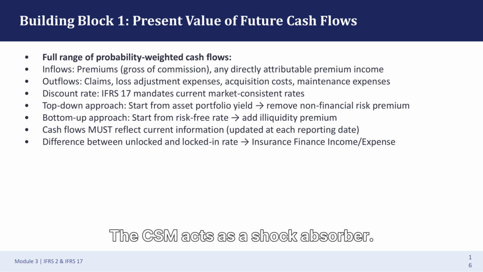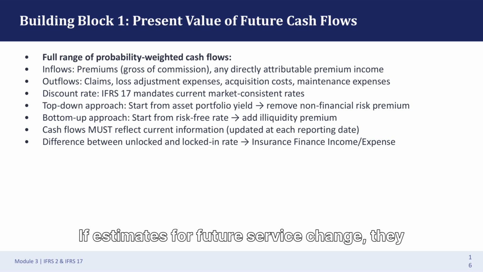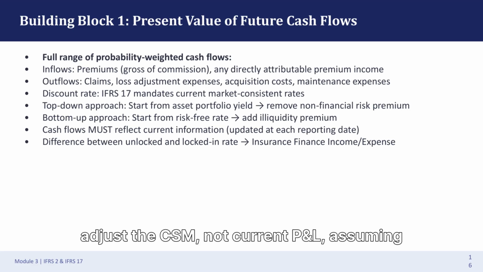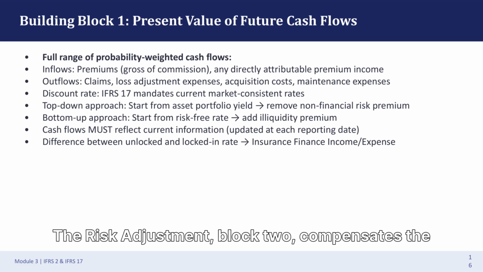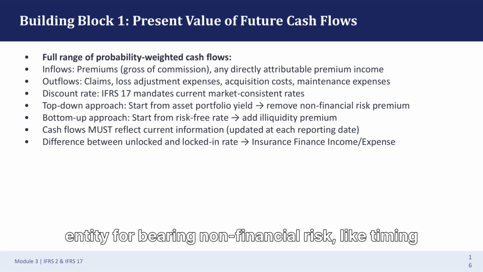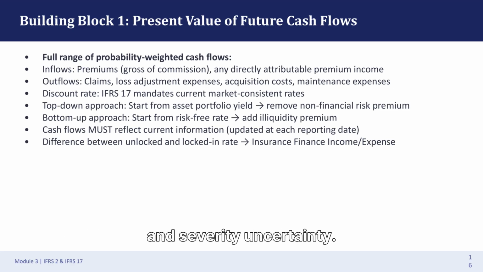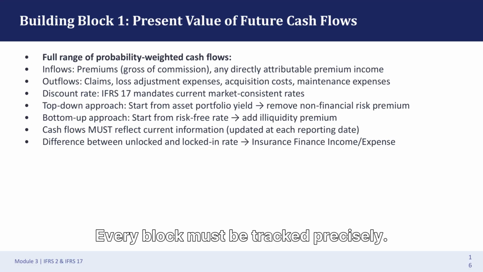The CSM acts as a shock absorber. If estimates for future service change, they adjust the CSM, not current P&L, assuming the CSM isn't exhausted. The risk adjustment, Block 2, compensates the entity for bearing non-financial risk, like timing and severity uncertainty. As that risk expires, it's released to profit. Every block must be tracked precisely.